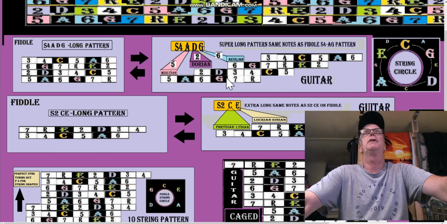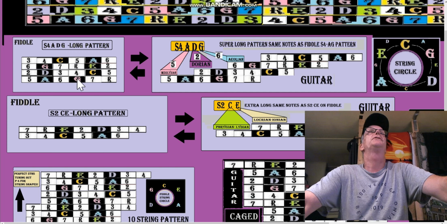So if I'm a guitarist and I'm trying to play a fiddle pattern, I would look at the fiddle pattern and play it to the right. So we got 5, 6, 2, 3, 4 there. Okay, that's kind of a weird pattern, isn't it?